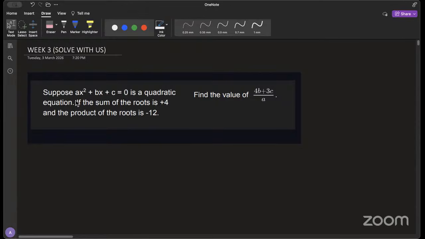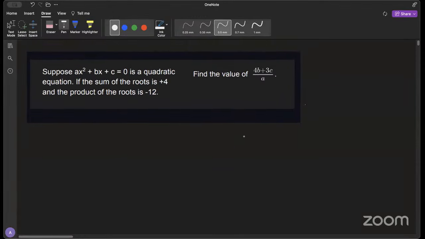Now start with the questions. The first question is already on the screen. Did you guys try this one while we were discussing all of this? Right. So, let's discuss.